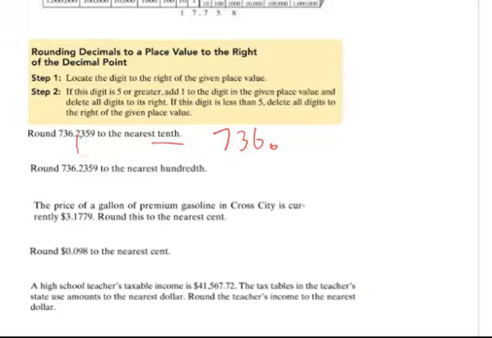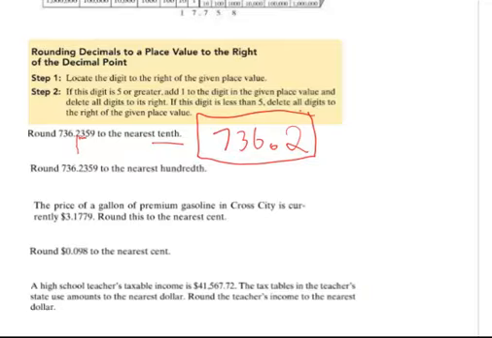So I'm going to look at the number directly to the right of it. The number directly to the right of the 2 is a 3. Since that number is not a 5 or more, I'm going to leave my 2 alone, and I'm not going to write anything else after that. Okay? Now, let's take a look at the next problem.